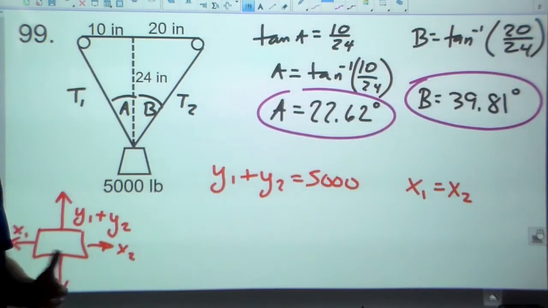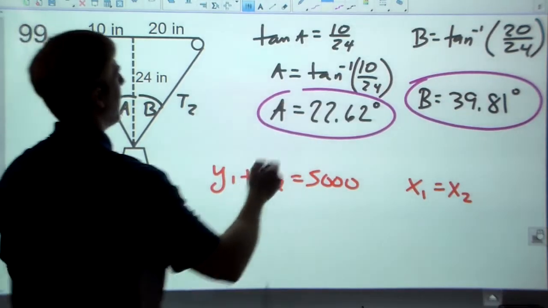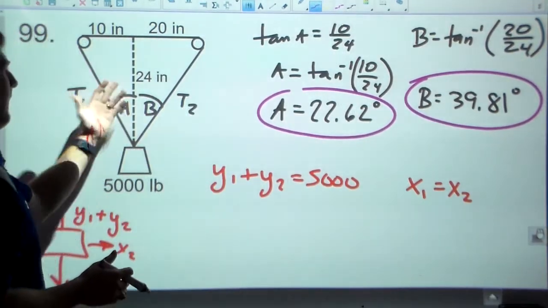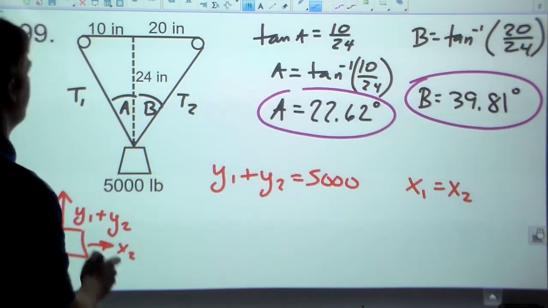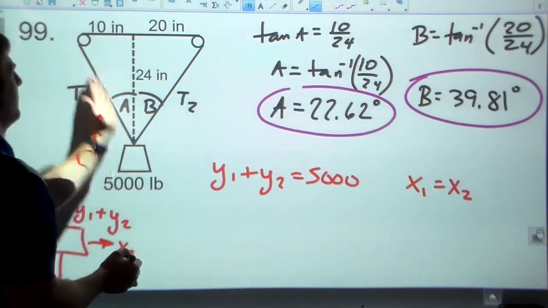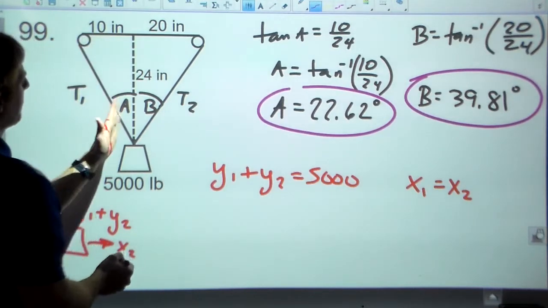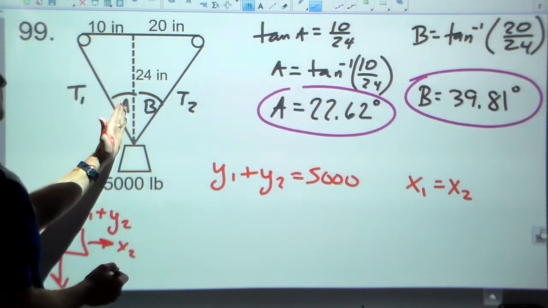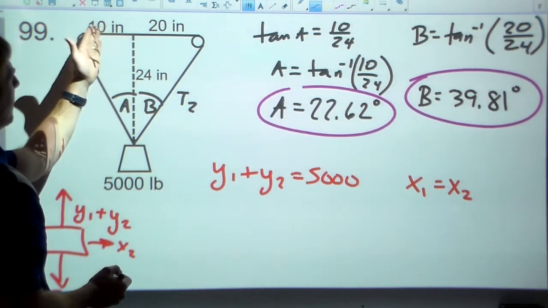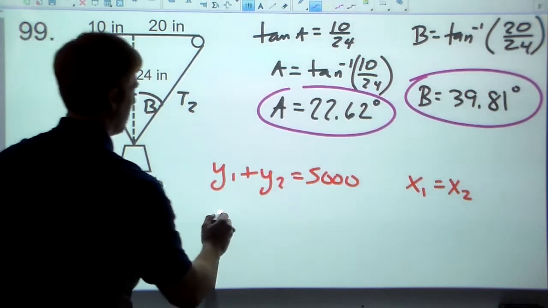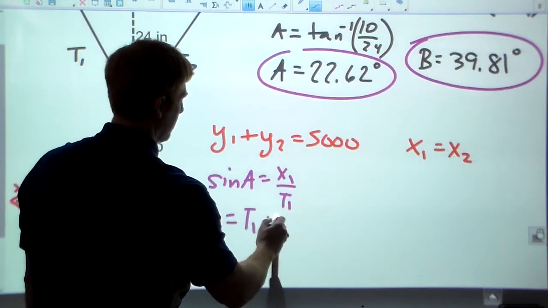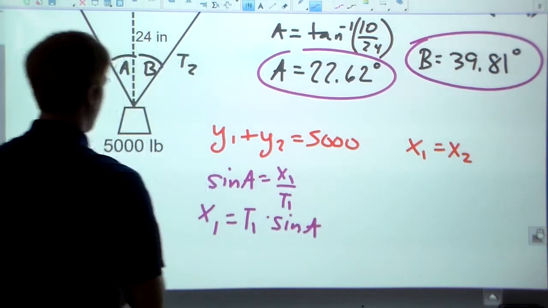The next logical thing to do is figure out what your components are. So this is back to the beginning. I was talking about making sure that you stay relative to the angle when you set up your components, your sine and cosine values. So if I want to find out the horizontal component of this first tension vector, the x1, I'm going to be setting up a sine value. So sine of A is going to equal whatever x1 is over my tension. And I'm going to rearrange that for x1, so T1 times sine A.